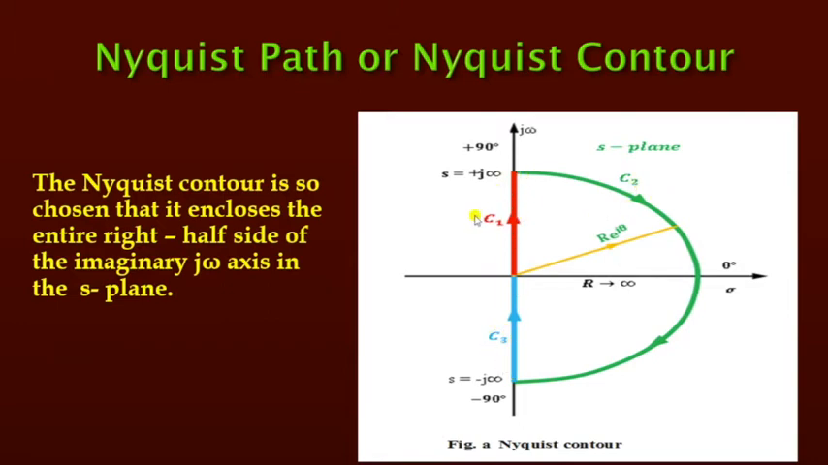The first segment C1 is the imaginary axis from 0 to j infinity, the second segment C2 is a semicircle of infinite radius that encloses the entire right half of the S-plane, and the third segment C3 is the imaginary axis from minus j infinity to 0. Then it creates a closed contour in the S-plane.